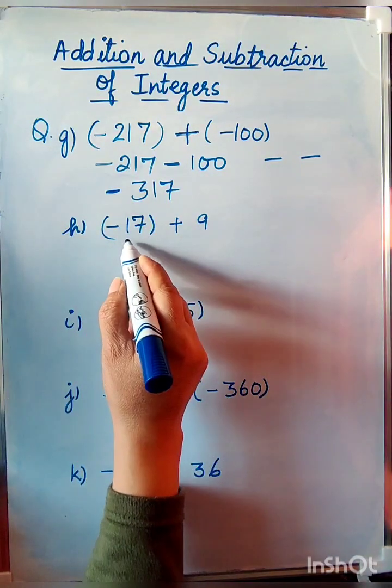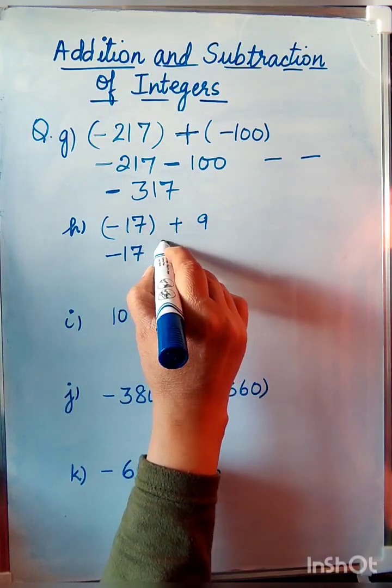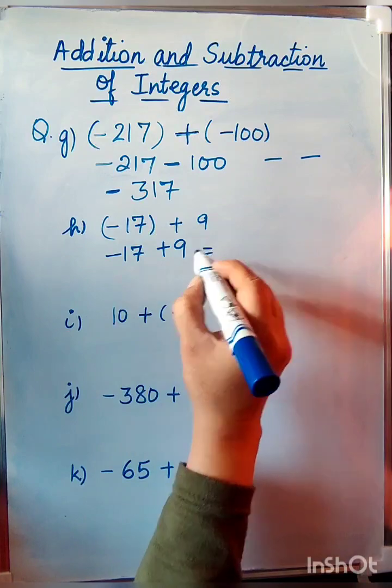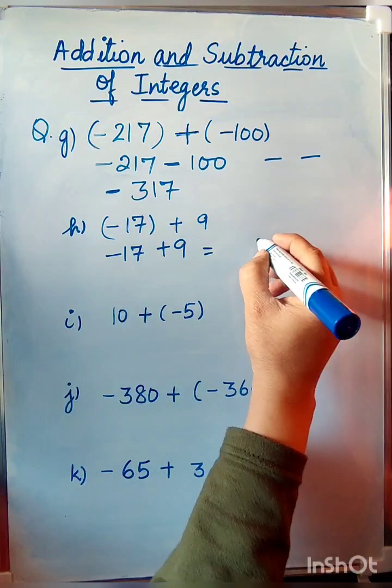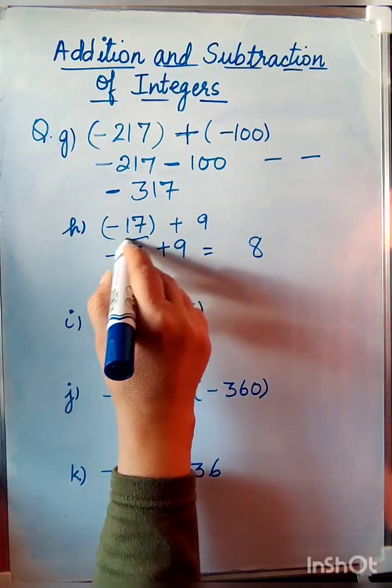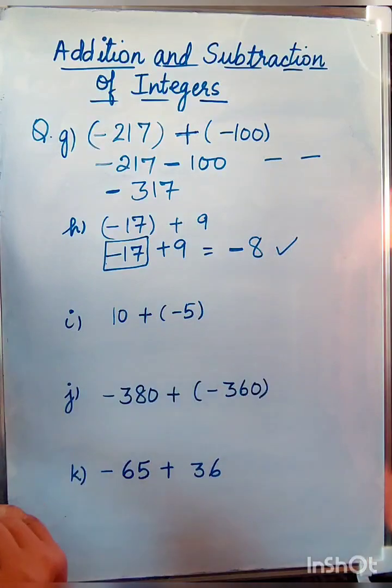Next one, minus 17 plus 9. So this will be minus 17, plus gives you plus 9 simply, and both have different signs. Therefore we will find the difference. That will be 8 with the sign of the bigger number, that is minus. So your answer will be minus 8 here.